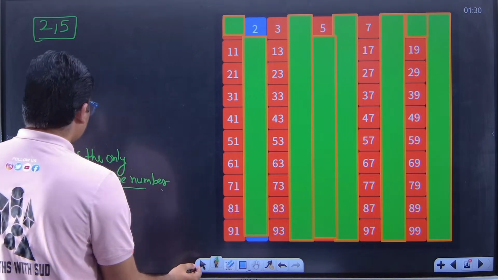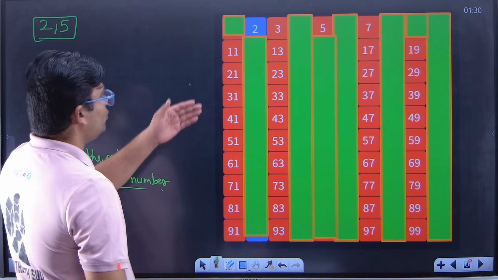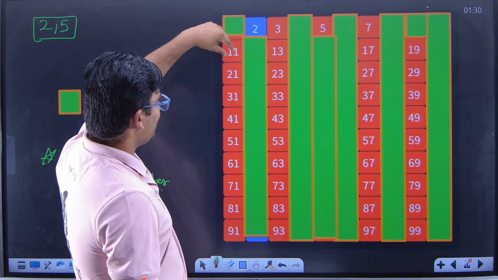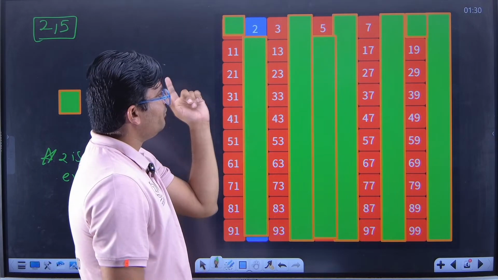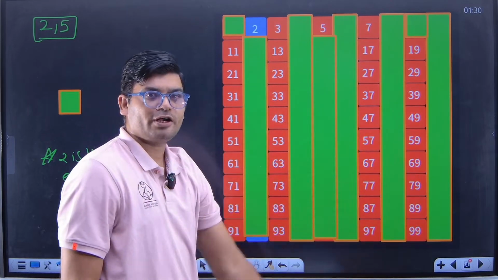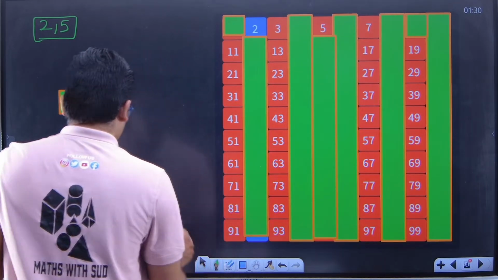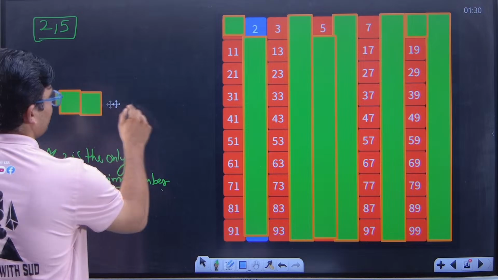So let us check in the second row. In the second row we don't have any other number. See, 1 plus 3 is 4. So 11 and 17 both are not divided, 13 and 19 both are not divided. Now see, 2 plus 1 is how much? 3.